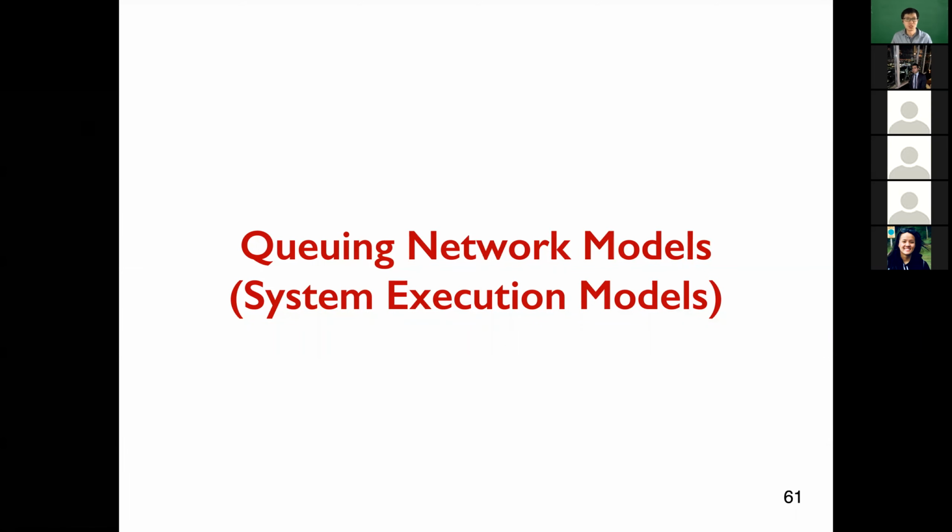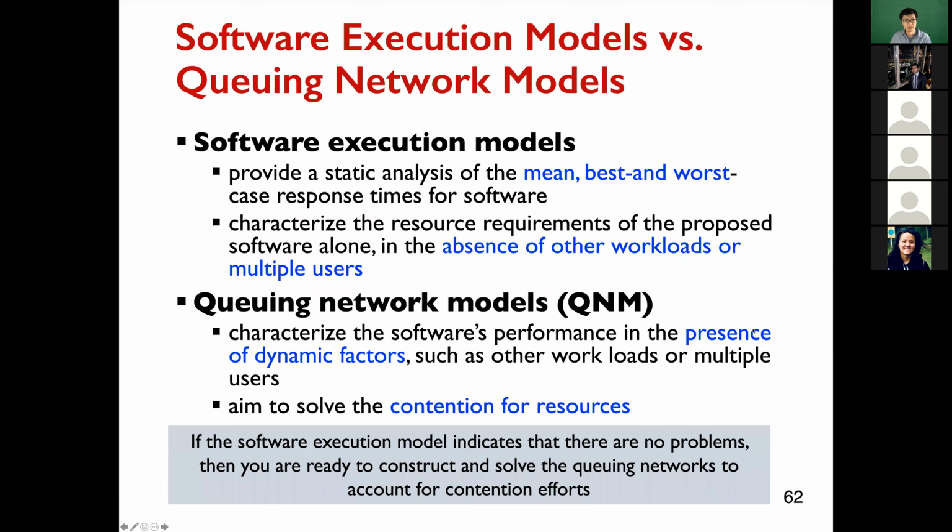So what is a queuing network model, or system execution model? Previously we talked about software execution models, which provide a static analysis of the mean, best, and worst case response time for software. It characterizes the resource requirements of the proposed software alone, in the absence of other workloads or multiple users. It doesn't consider when there are many users using the system at the same time, right?